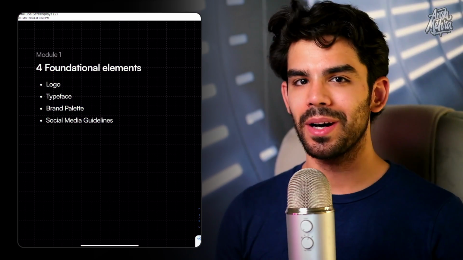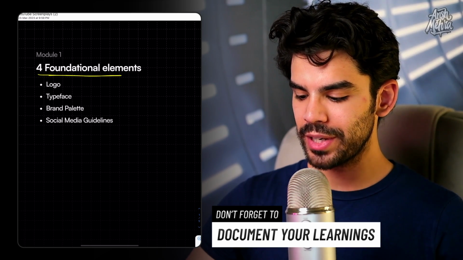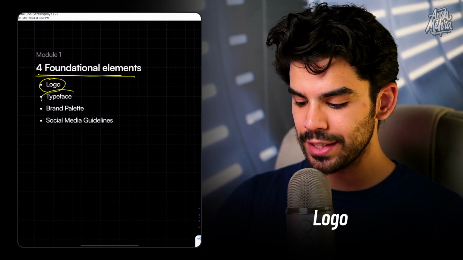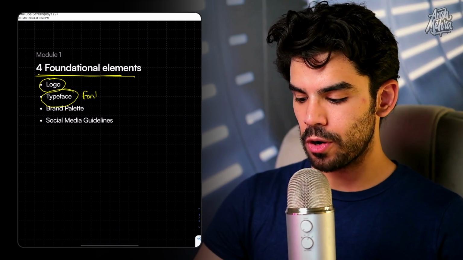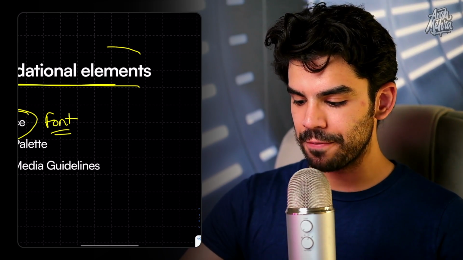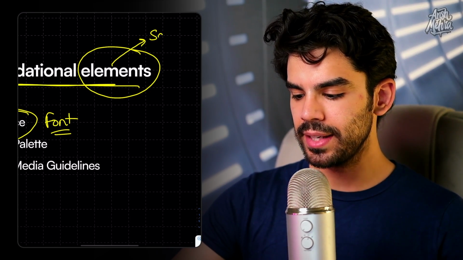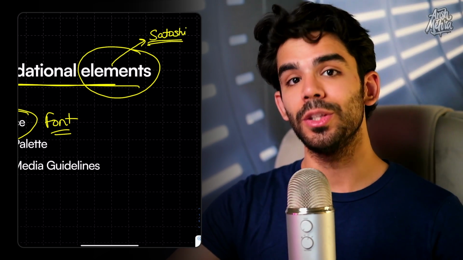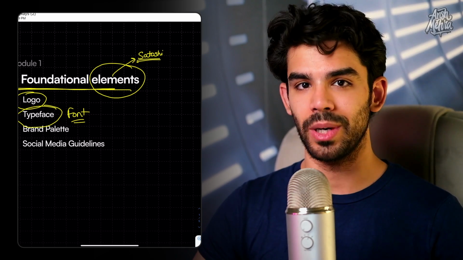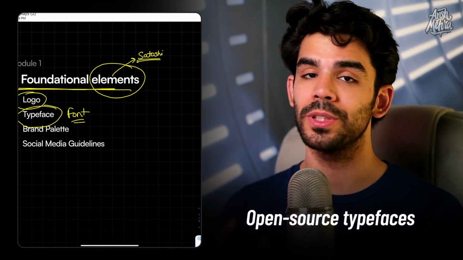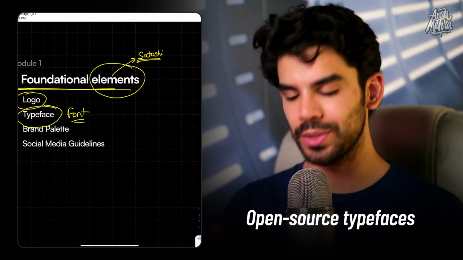Before designing any marketing collateral, there are 4 foundational elements that you need to confirm. One is your logo, then your typeface, which is basically the font, but the correct word for it is actually typeface. So here, everything that you see on my slide is in a font called Satoshi, which is a free font. That is, you can use it for commercial purposes as well. As a beginner, as a startup, you should always try to use open source typefaces. We'll discuss about this later on.